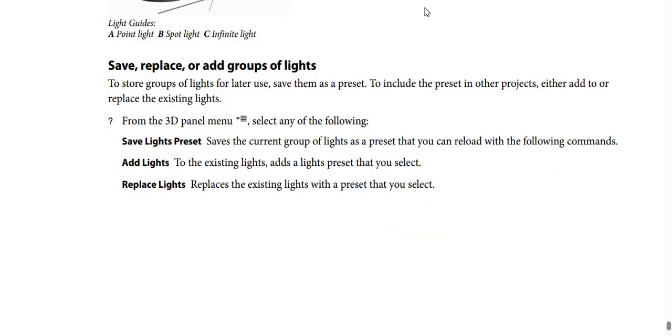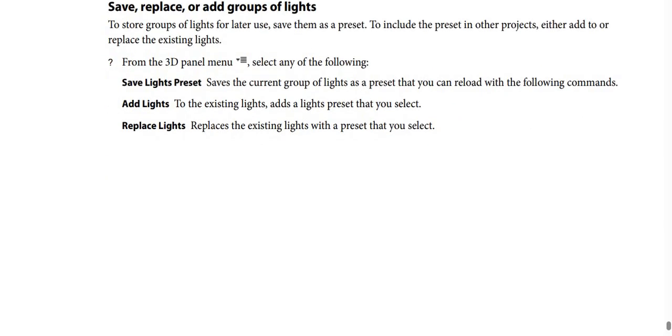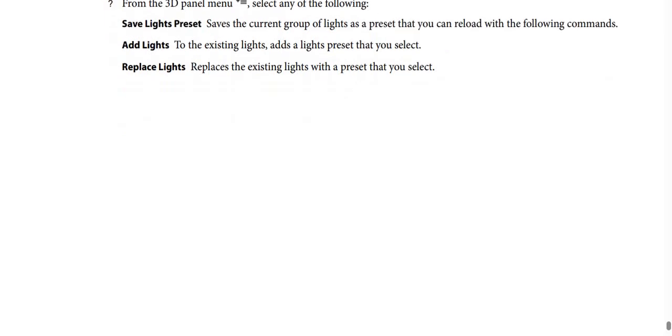We have options again. The first option here now, save lights preset. Save lights preset means it saves the current group of lights as a preset that you can reload with the following commands, by the way. The second option, add lights. Add lights means that you add a lights preset that you select to the existing lights. After that, replace lights means that it replaces the existing lights with a preset that you select.